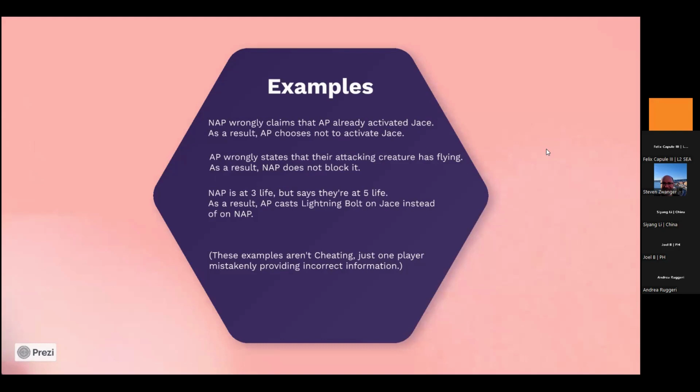Now, keep in mind, these statements, if made deliberately for the purpose of misleading the opponent, would be cheating. But if they're accidents, if they are unintentionally wrong statements, if the player made a mistake in communicating, then it's still an infraction, but it's not cheating. It's a communication policy violation.